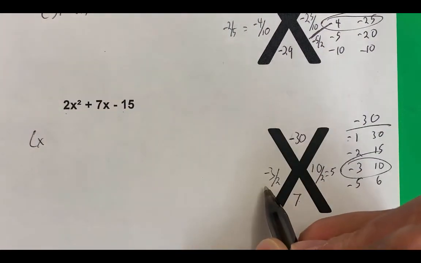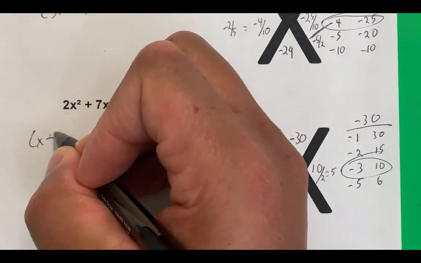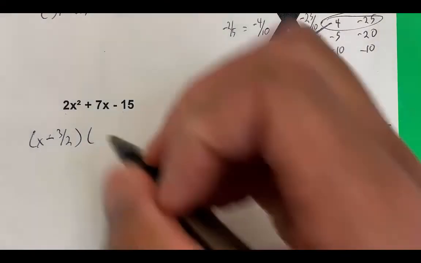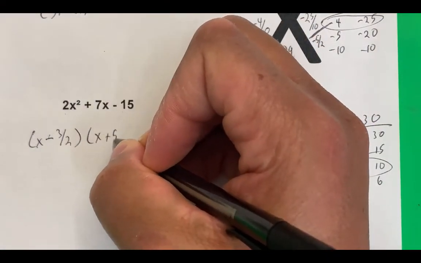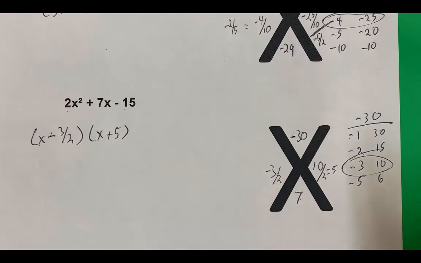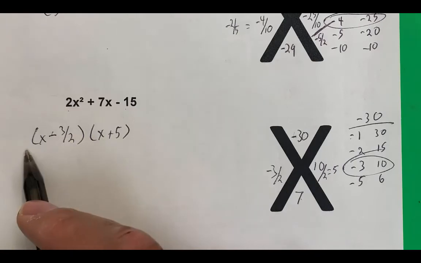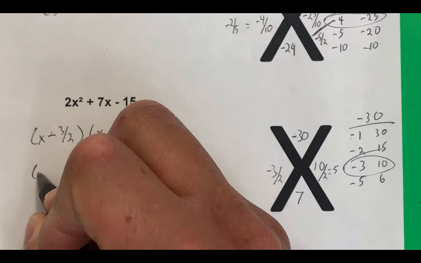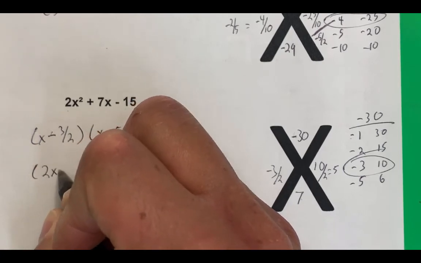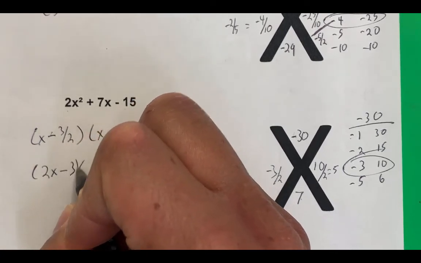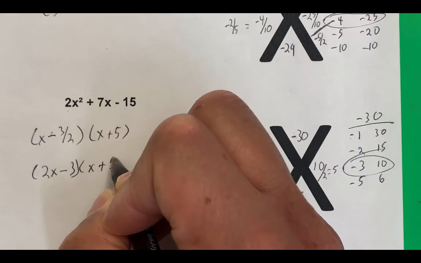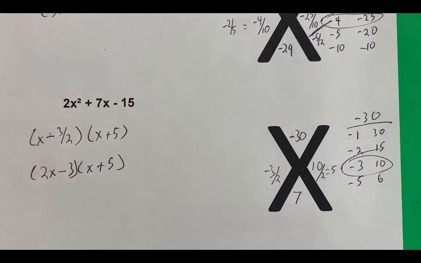X plus negative 3/2, so x minus 3/2. And x plus 5. Okay, and then last step, bring the denominators up front if you have any. Obviously, we don't have to worry about this one, but again, here, 2x minus 3 times x plus 5, okay?